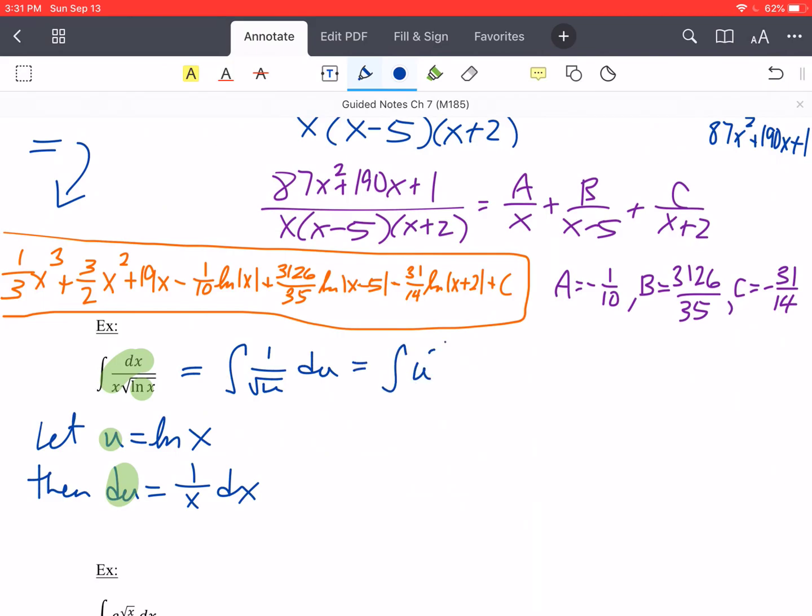This is the integral of u to the negative 1/2 du. Undo the power rule, we get 2 root u plus c. So that just becomes 2 times the square root of ln of x plus c.